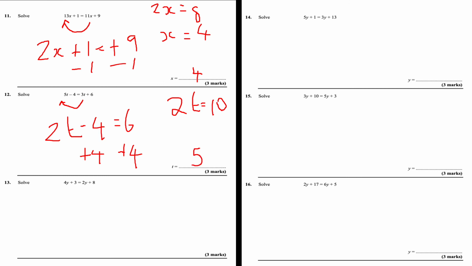Question number 13, guys. 4y plus 3 equals 2y plus 8. Bringing the 2y over, I get 2y plus 3 is equal to 8. Okay, rearrange this, so subtract 3 on both sides, and then divide by 2. I get that 2y is equal to 5. y is equal to 5 halves.